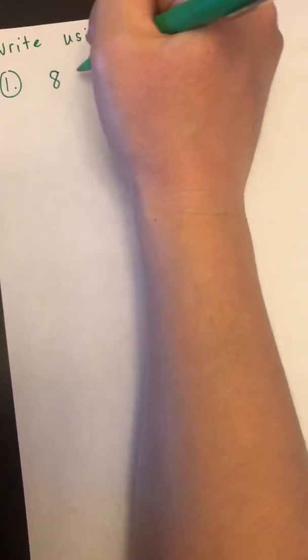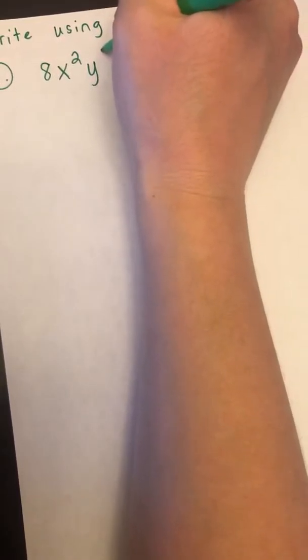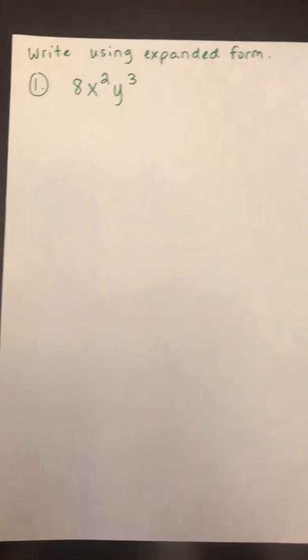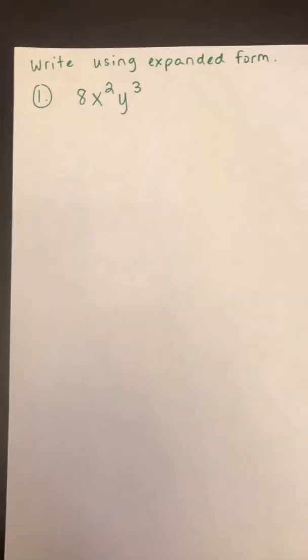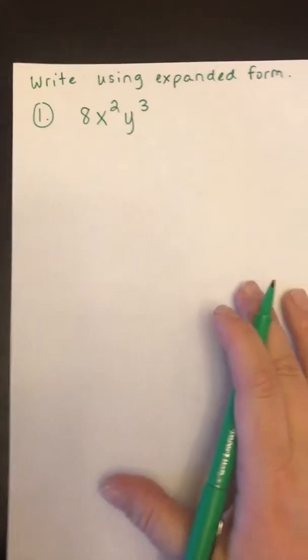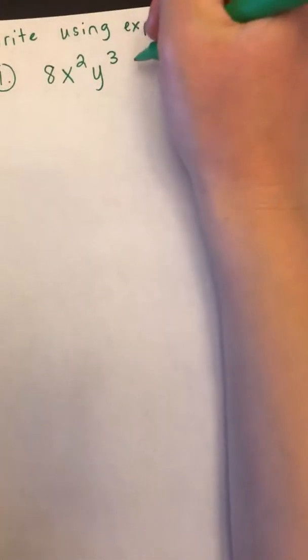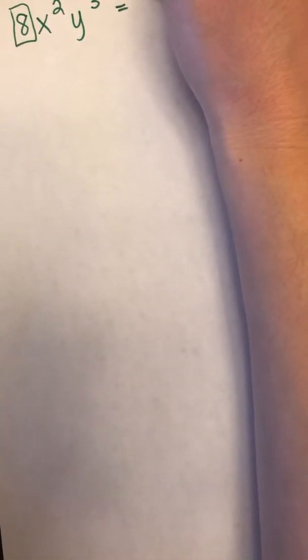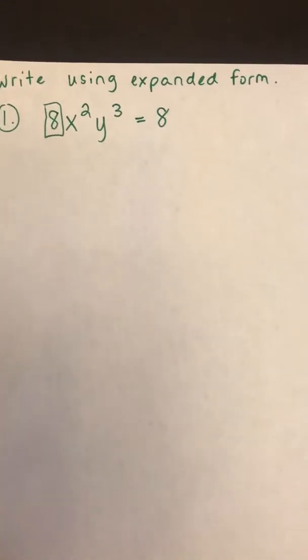Okay, so for example, number 1, if I gave you 8x squared times y cubed. Okay, now in this one, all we're doing is writing an expanded form, and to expand something means just to stretch it out. So I'm basically going to take these and write them out. So I have the base 8. I only have 1 8. So remember, when there's no exponent, that's an understood 1. So I have the 8.